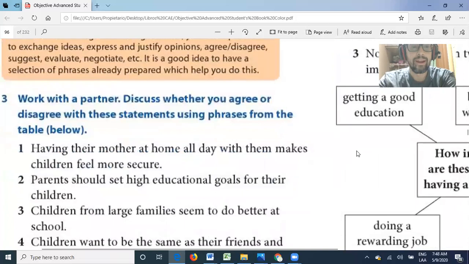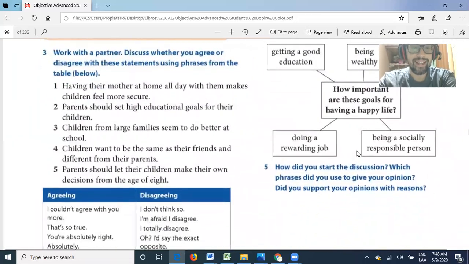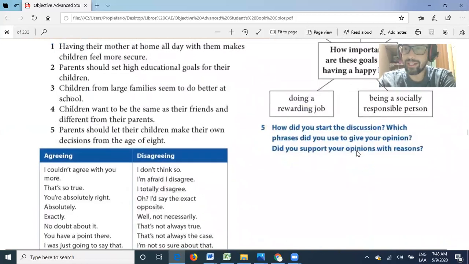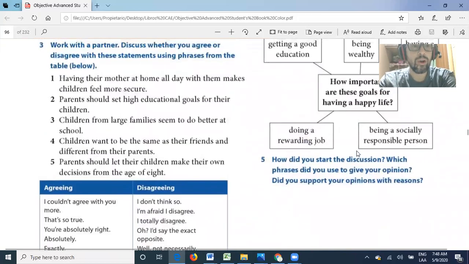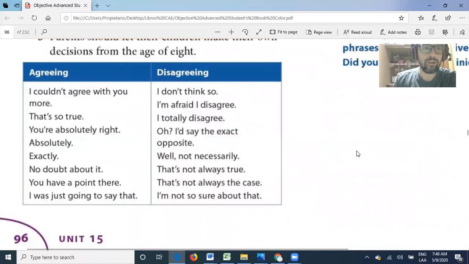It is a good idea to have a selection of phrases already prepared which help you to do this. So this is the moment that you can practice these phrases when you agree or when you disagree, right? For example, if you agree: yes, I couldn't agree with you more, or that's so true, or you're absolutely right, absolutely, exactly, right? And those are if you want to agree.